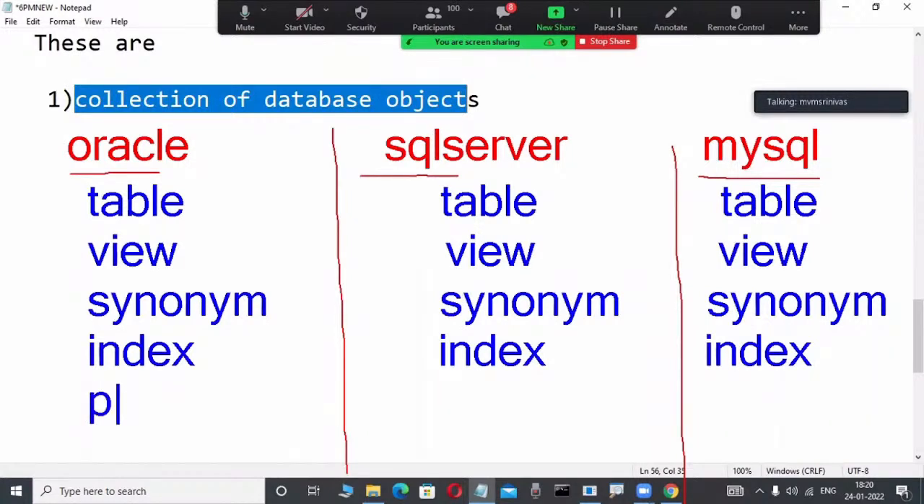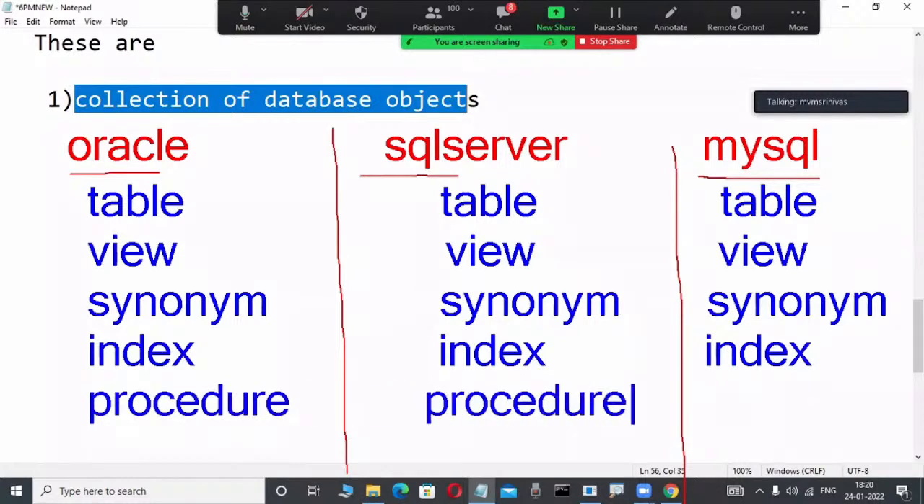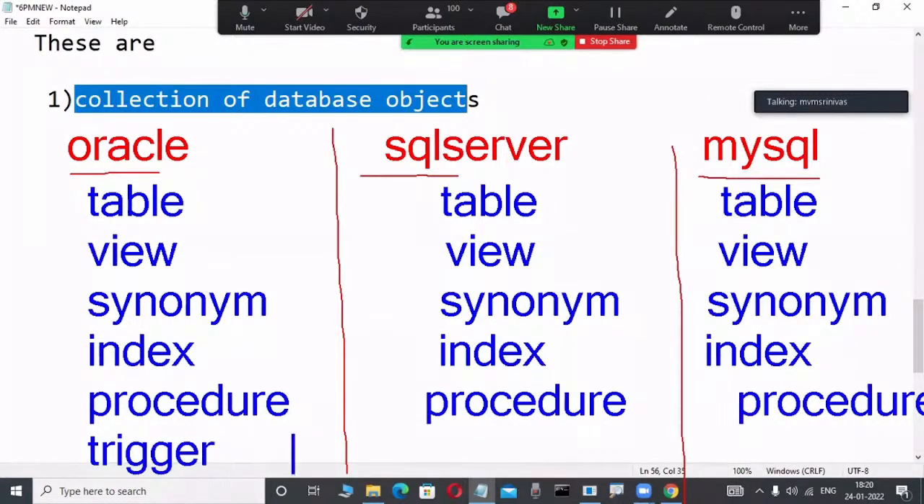Here a procedure is there. Here also procedure is available. Here also procedure is available. Here trigger is there. That is a database object. Here also trigger is there. That's why relational data model products contain the three components. But the first component is what? Collection of objects. Objects means table, views, procedure, function, triggers, packages, so many things are there.